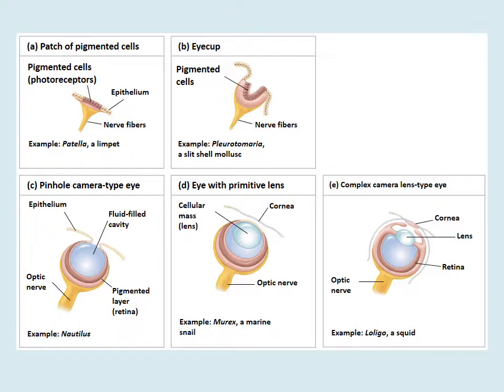Little tiny modifications that in the end add up to something big, a really complex structure, but convey a selective advantage. If they didn't convey a selective advantage along the way, this patch of pigmented cells or the pinhole type eye, the organisms wouldn't survive, and that structure wouldn't be carried on throughout evolutionary history, right? Makes sense.